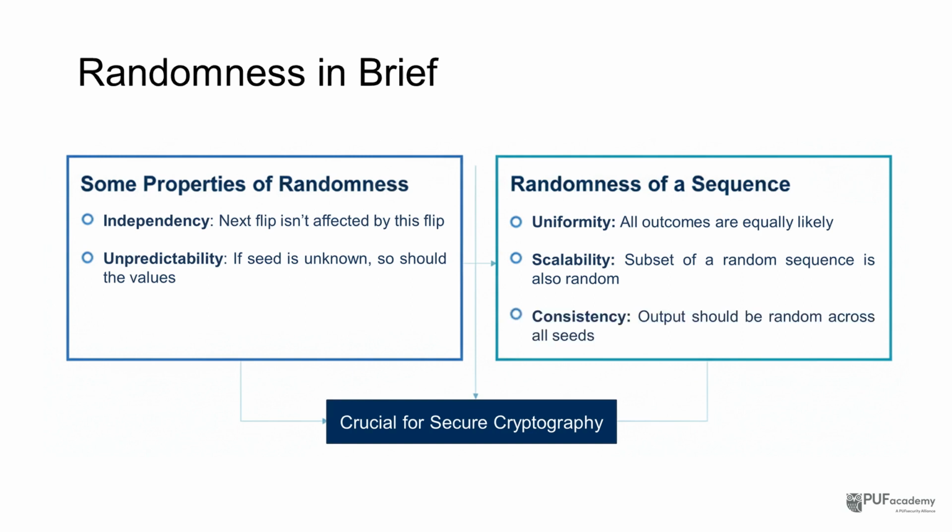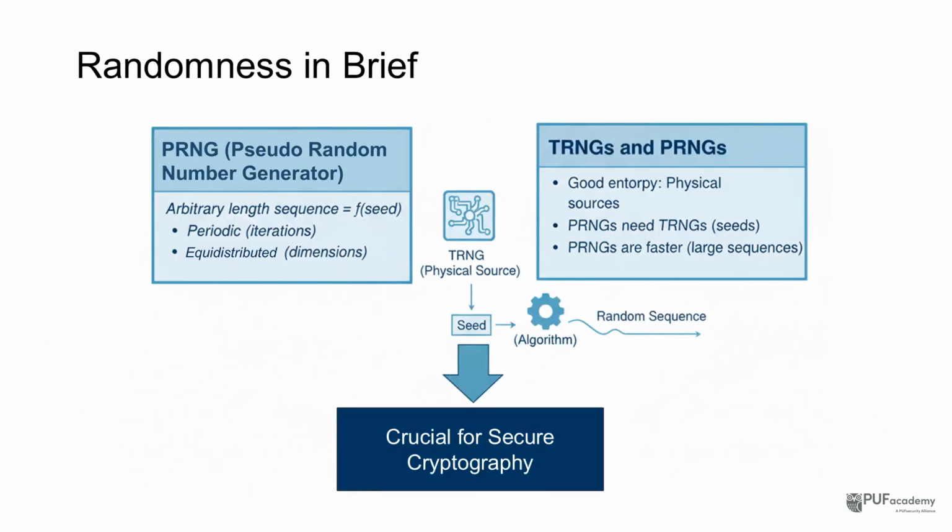Finally, we have consistency. This is particularly important for generating randomness. It means that the output should maintain its random quality across all possible starting seeds. Now you might be curious, where does the randomness come from? Randomness can be generated from PRNG or TRNG. The differences you can think as below.